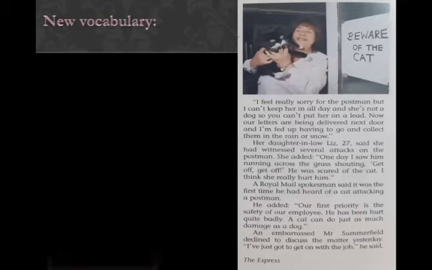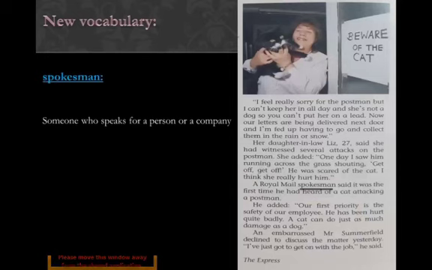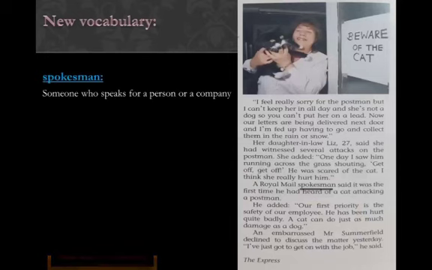She added, "One day I saw him running across the grass shouting, 'Get off! Get off!' He was scared of the cat. I think she really hurt him." A Royal Mail spokesman said it was the first time he had heard of a cat attacking a postman. Okay, so what does the word spokesman mean? It means someone who speaks for a person or a company. Okay, so the spokesman here is the person who speaks for the Royal Mail.